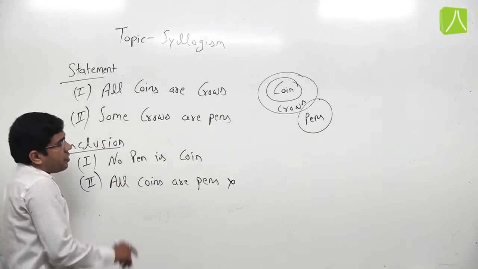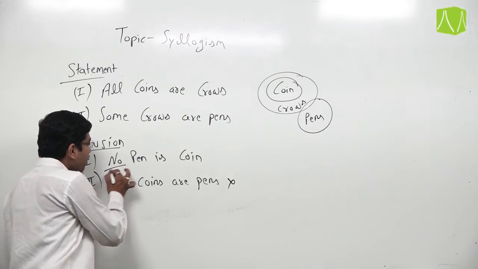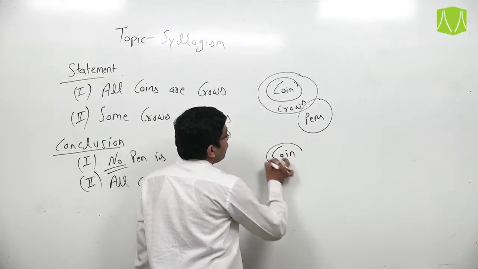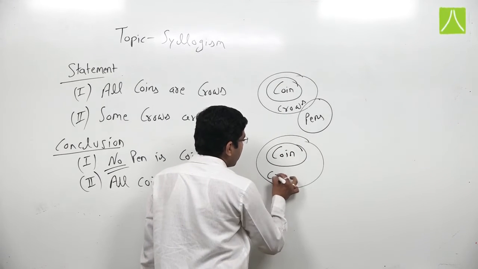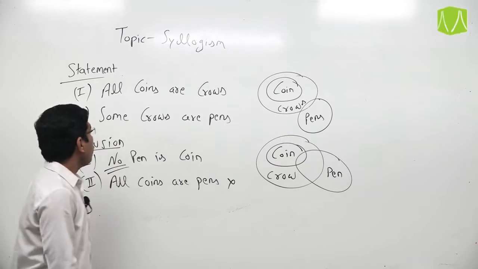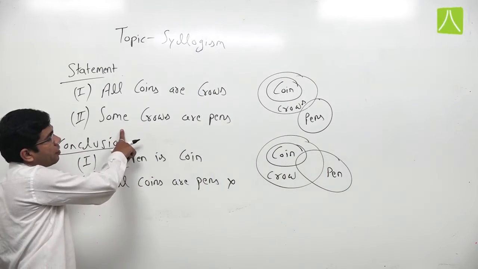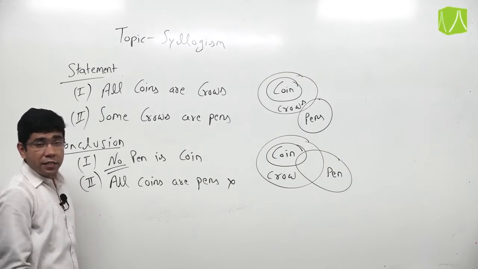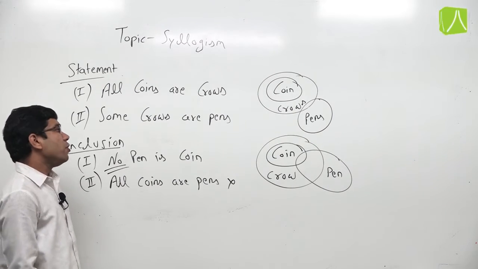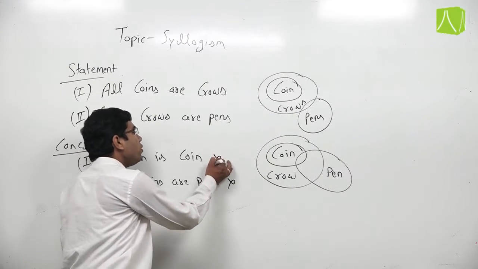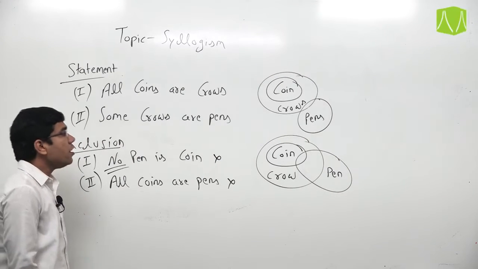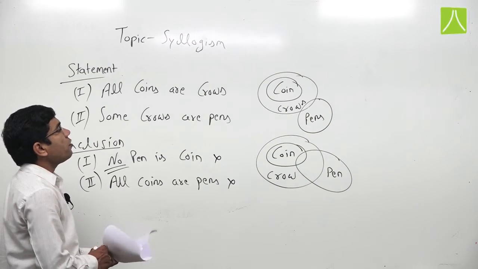Now, no pen is coin. With the basic diagram, we can say it is right, but it is a negative conclusion. So, we have to draw the alternate diagram also. The alternate diagram we can draw like this. Here, all coins are crows, statement is correct. Some crows are pens, statement is correct. But here, conclusion number 1, no pen is coin, is not correct. So, we can say that overall conclusion 1 is not correct. So, our answer for this question is the option both conclusions do not follow.